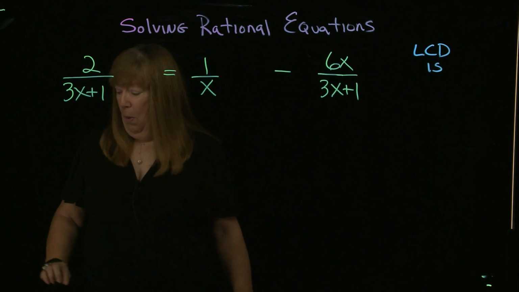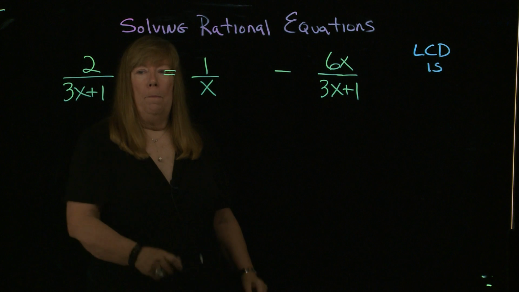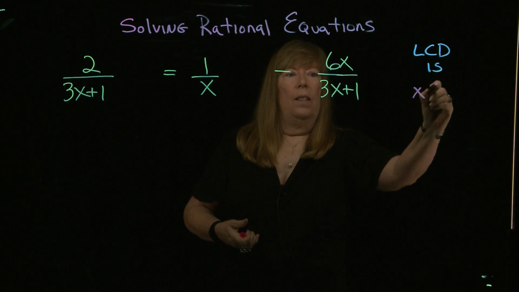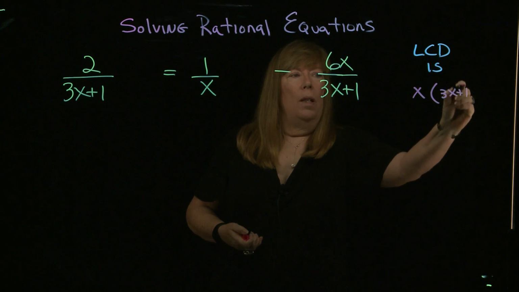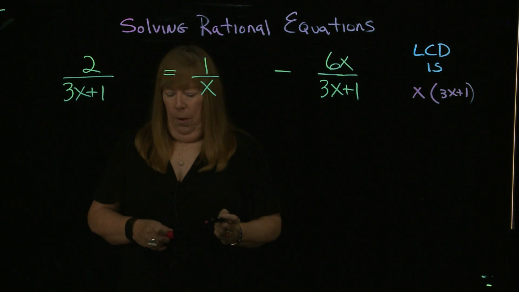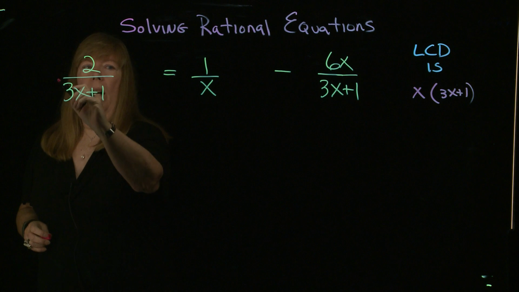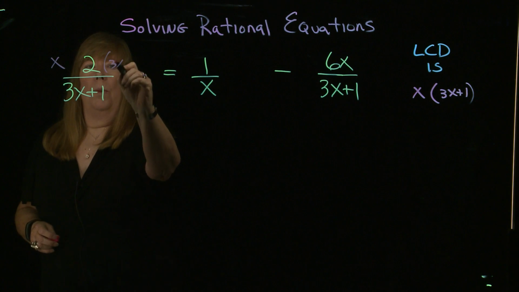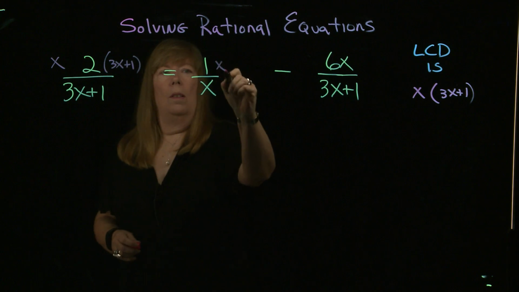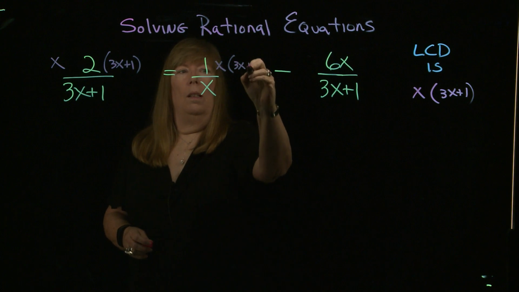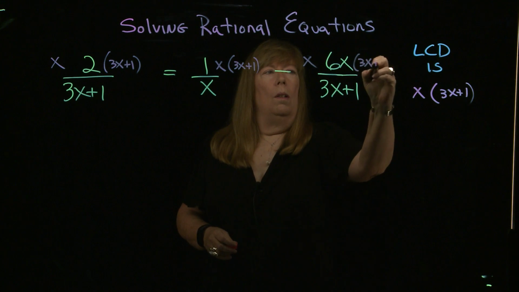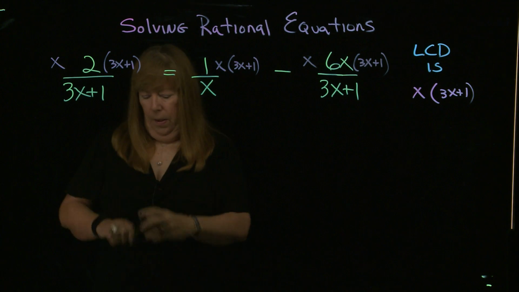Solving more rational equations. Let's see here. Looks like our least common denominator is going to be x times 3x plus 1. Okay, so let's multiply everything by x times 3x plus 1. Okay, let's see here. What do we got?